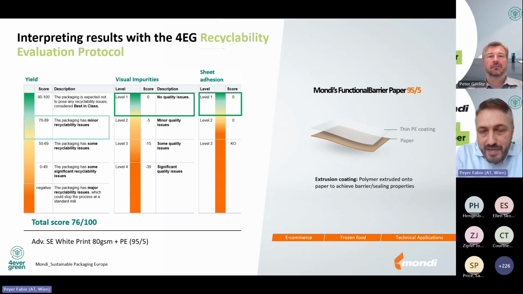We call it the functional barrier paper 95.5. This is a coated paper solution of ours. It's essentially a kraft paper substrate coated with a very thin PE coating on top to functionalize that paper. So here is an example of how we as Mondi utilize the deliverables of 4evergreen to drive circularity and make sure that we can do that together with our customers by sharing credible data with them.